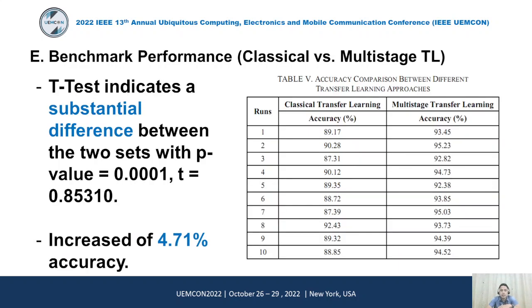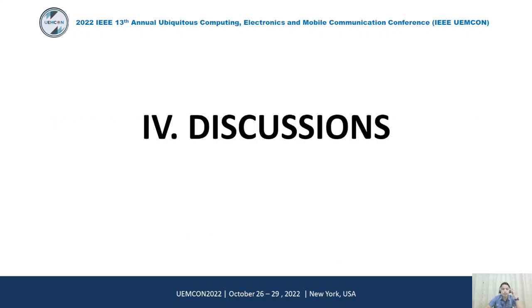In terms of the classical versus the multi-stage transfer learning approach, we tried 10 times for specific random images. Based on the t-test, it has a significant difference between the two sets with a p-value of 0.001, where the default value is 0.05. The accuracy when using the multi-stage transfer learning approach that we proposed has an increase of 4.71%.